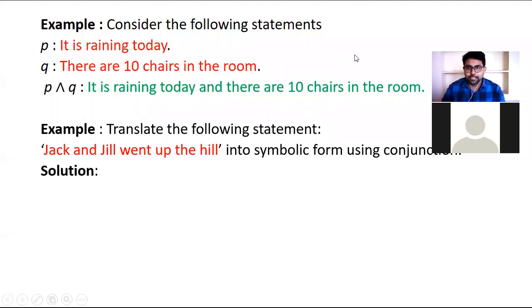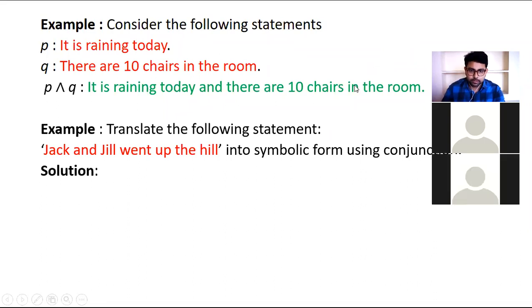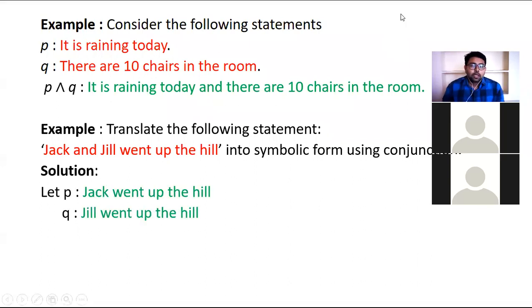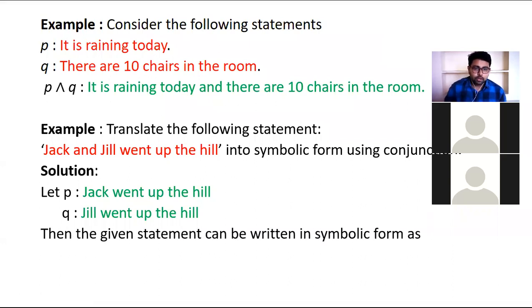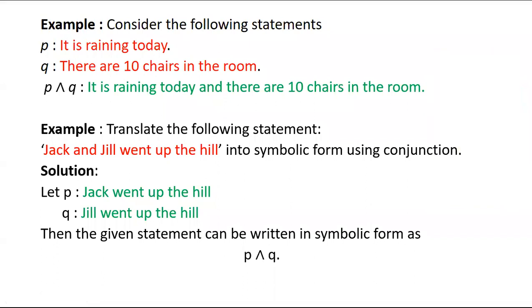Okay, what will be the P statement? Yes, am I audible to you? P statement: Jack went up the hill. Q statement: Jill went up the hill, sir. So the symbolic form for this is P and Q. Okay, is it clear? Now we go with the next one.